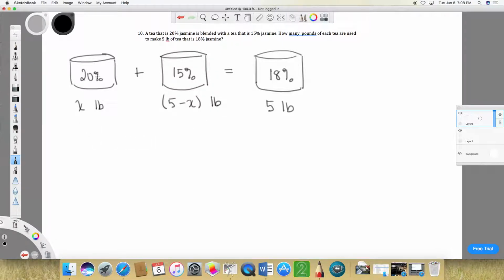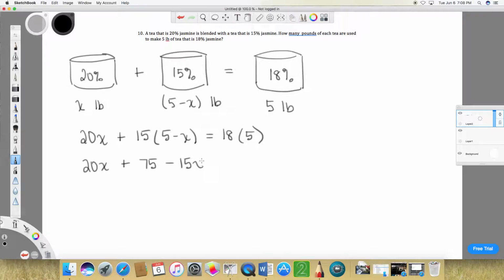All right, so now I'm going to take the concentration times the amount and set up an equation, one equation, one unknown, and then step by step we try to isolate the X and solve for X. So using the distributive property, we multiply both terms inside the binomial here by 15, and over here is 18 times 5, 90. And 20x take away 15x is 5x, and 90 minus 75 is 15, and 15 divided by 5 is 3.